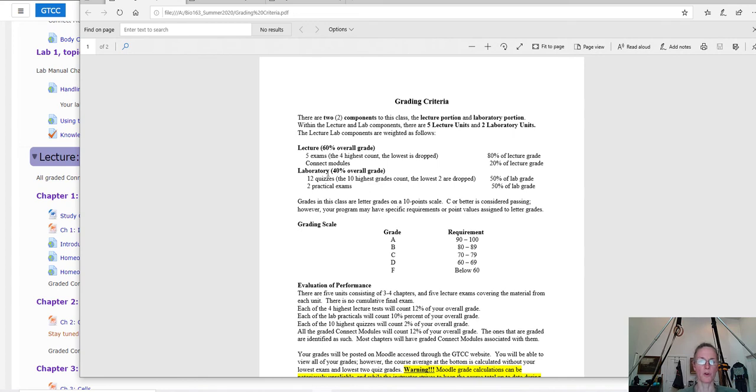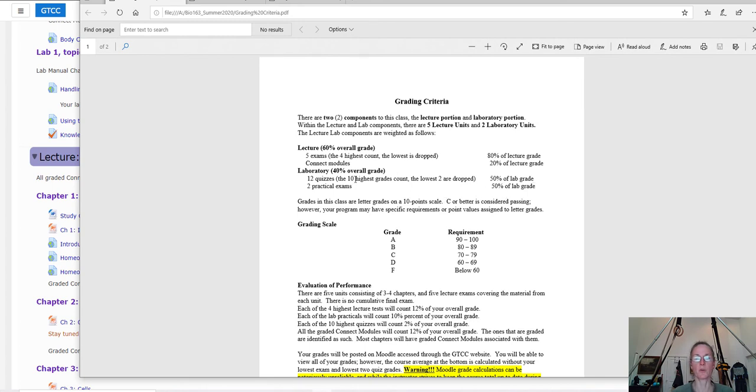Our laboratory portion will be worth 40% of our overall grade. And so the breakdown here is we're going to have 2 practical exams, but we're also going to have 12 quizzes sort of interspersed throughout our laboratory modules. And you'll find that these can take many forms. They can be a classic quiz where you just are given a bunch of questions and you're expected to know them, or it could take the form of some kind of assignment.